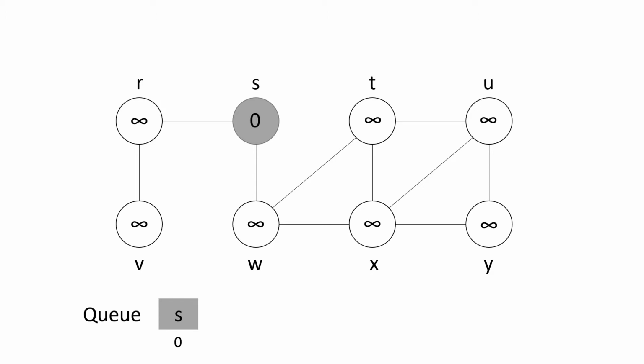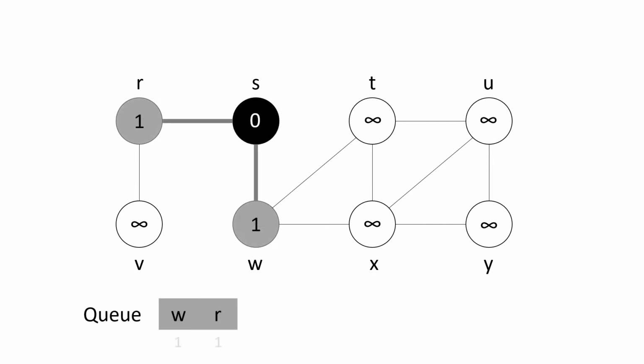We color node R and node W gray, and we add them to the queue, and we remove S from the queue. We now look at the nodes that are adjacent to the node W. Because they're white, we color them gray, and we update the color of W to black.